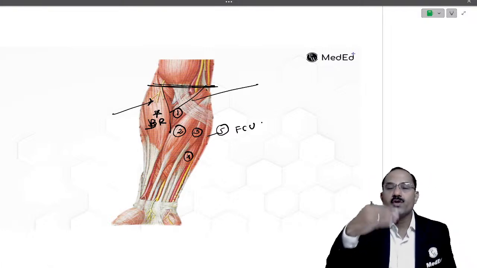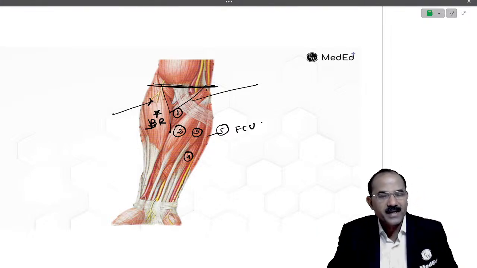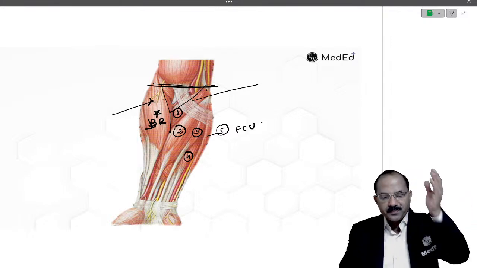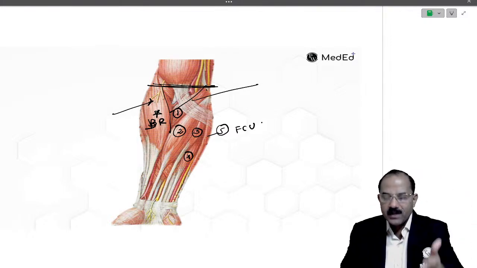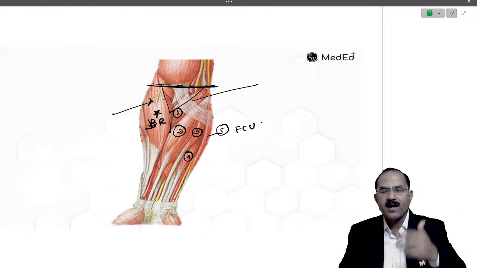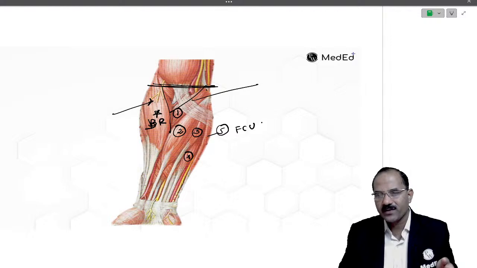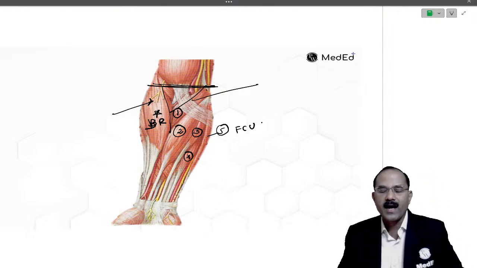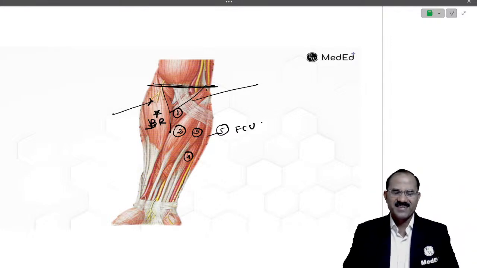The floor of the cubital fossa is formed by two muscles, the brachialis and the supinator. Contents of the cubital fossa, medial to lateral: the median nerve, the brachial artery, the tendon of biceps, and the radial nerve. Some books mention the superficial branch of the radial nerve, right? So median nerve, brachial artery, tendon of biceps, and radial nerve. Yes, very good. MBBR.